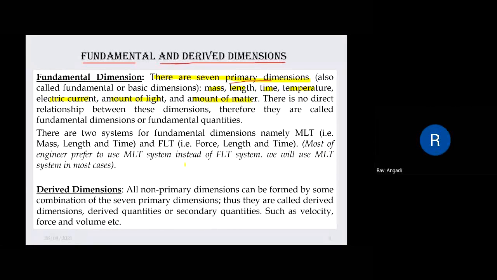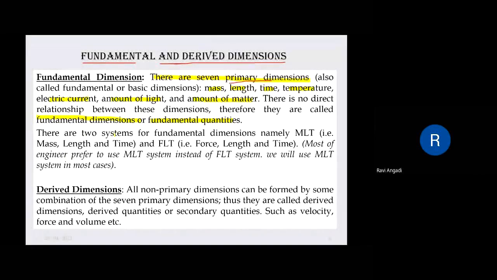They don't have a direct relationship between these dimensions. These are all independent. They are called fundamental quantities or primary quantities. Out of the 7, whichever are applicable from this subject's point of view, we take only those primary dimensions for our study here. There is no direct relationship between these dimensions, therefore they are called fundamental dimensions or fundamental quantities.